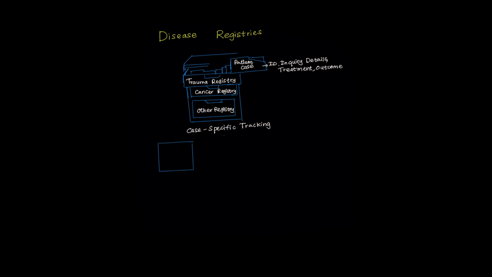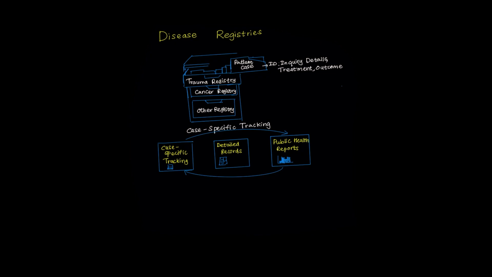Trauma registries, cancer registries, and other disease-specific registries serve three critical functions. Case-specific tracking, so every incident is documented, detailed record maintenance that captures comprehensive information about each case, and public health reporting that helps identify trends and improve community health.